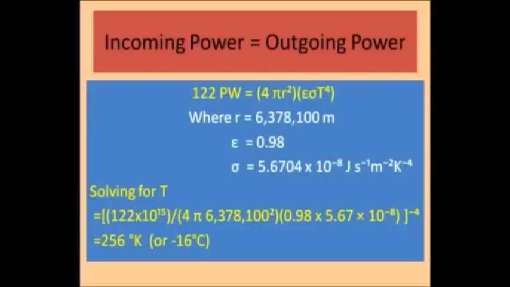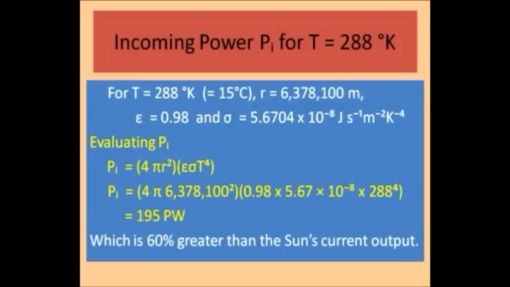We have already calculated the incoming power, the Sun's radiance less the albedo effect, to be 122 petawatts. On the right-hand side of the equation, R equals 6,378 kilometres, epsilon equals 0.98, and sigma equals 5.67 by 10 to the minus 8. This equation can be solved for T, and after crunching the numbers, we find T to be negative 16 degrees centigrade.